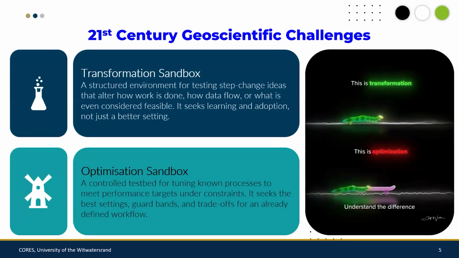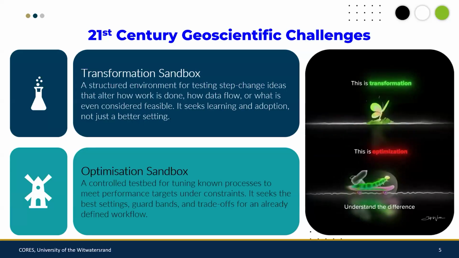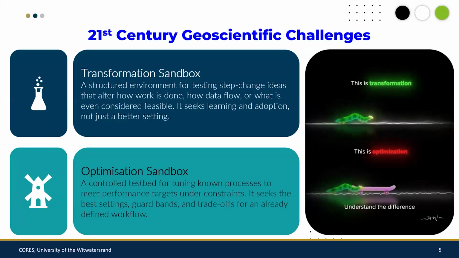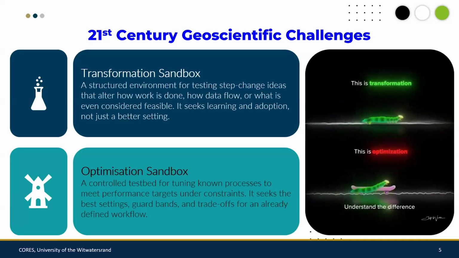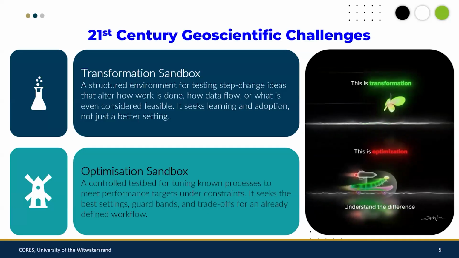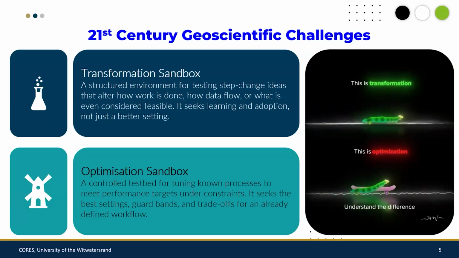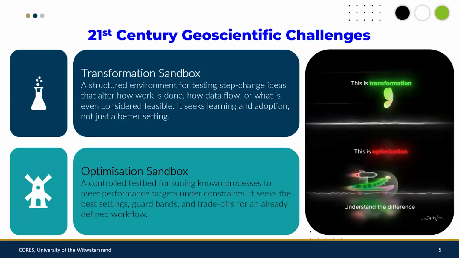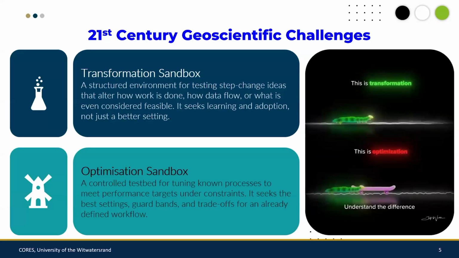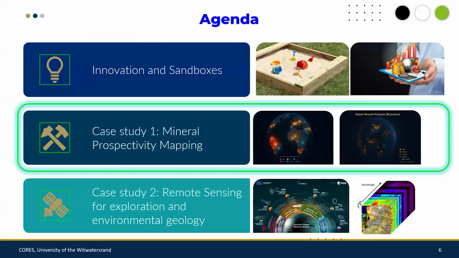The second type of a sandbox, I call it optimization sandbox, is mainly a controlled testbed for tuning very known processes. So it means we combine different knowledge systems, and we build something that is going to optimize the information that we know, and it's represented with a graphic that you see on the bottom right. So the two case studies that I'm going to share, the first one is mainly a transformative sandbox, and the second one is mainly a hybrid that has some elements of transformative sandbox, but it's mainly an optimization sandbox. So in order to do this, I'll move to the very first case study, which deals with mineral prospectivity mapping.